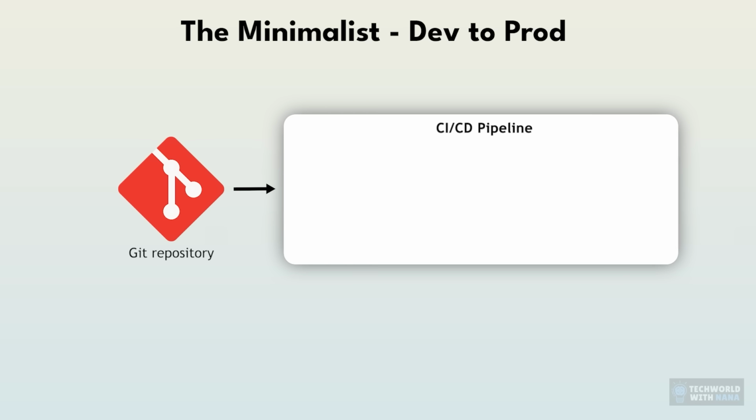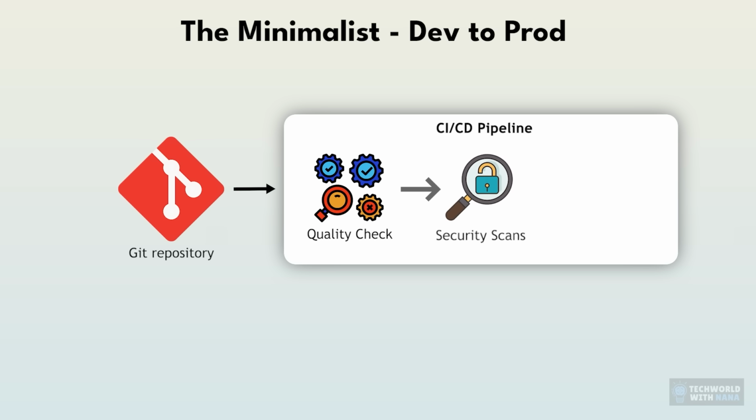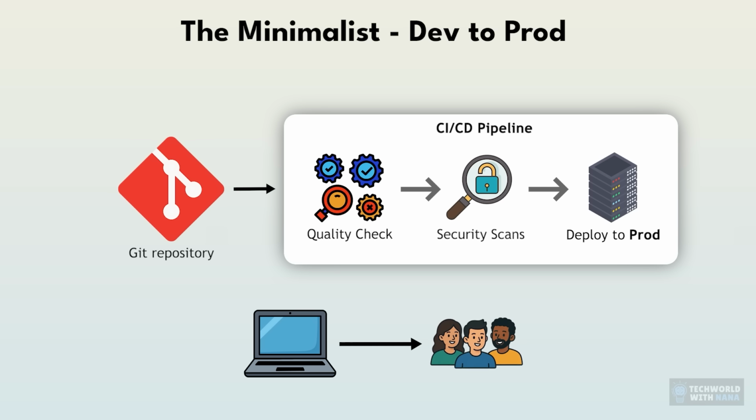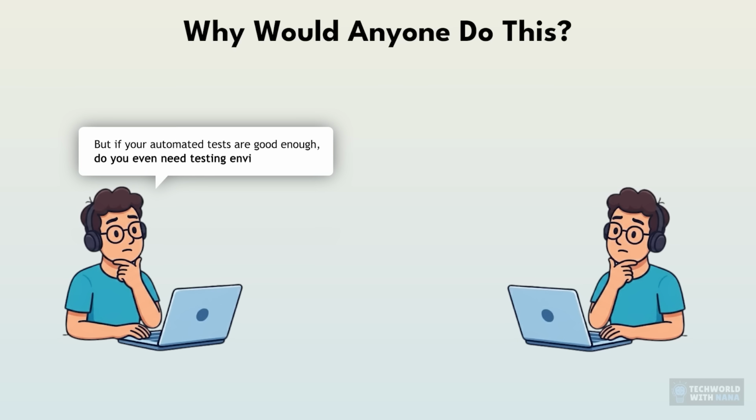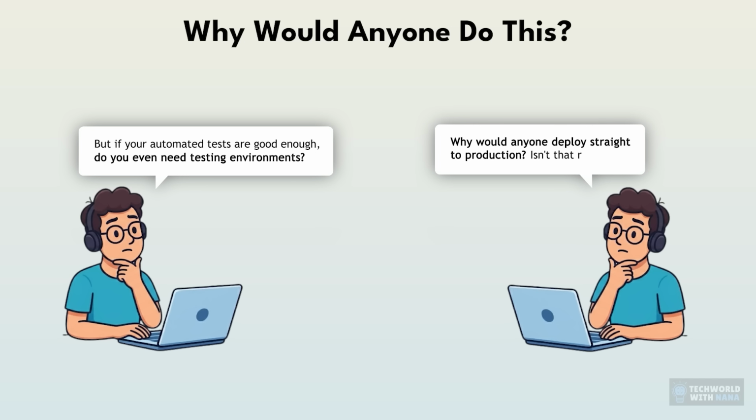The CI/CD pipeline gets automatically triggered. It runs code quality checks, security scans, and if everything passes, your code is automatically deployed to production. So from your laptop to live customers in minutes. Now, some of you may be thinking, yeah, that's the way to do it. But a lot of you may be thinking, why would anyone do this? This seems risky, completely irresponsible, deploying straight to production.